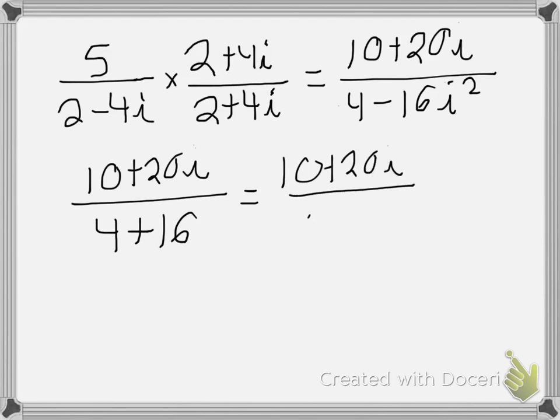divided by 20. Now there is a number that goes into all three of these things: 10, 20i, and 20. 10 does. So we're going to divide everything by 10. You must do this. If you leave it as this, then you haven't completed it. You haven't simplified it. So it becomes 1 plus 2i over 2.